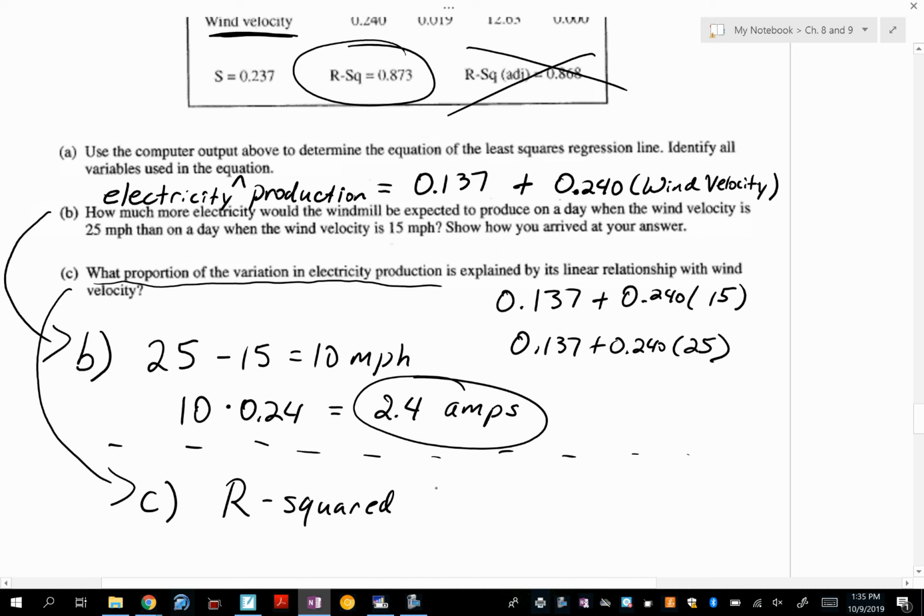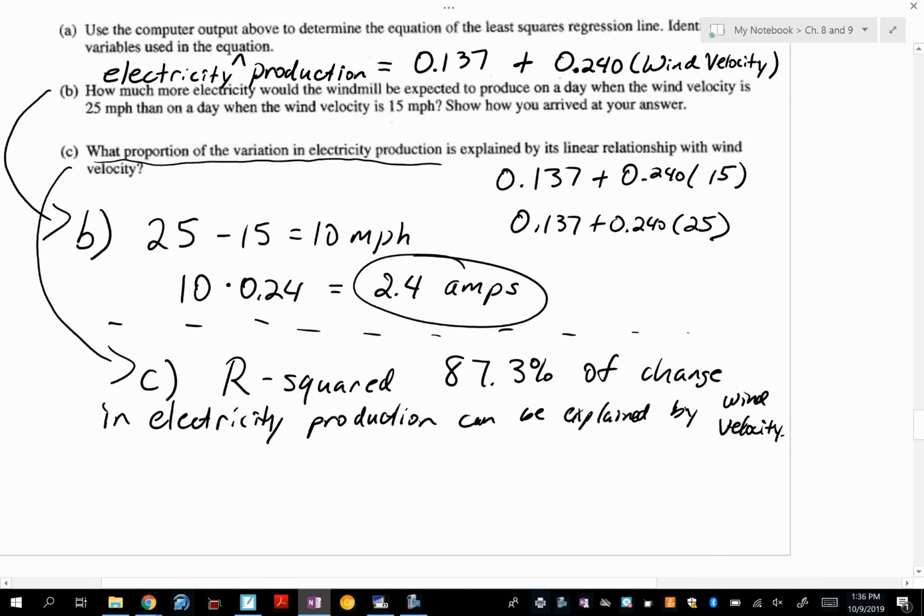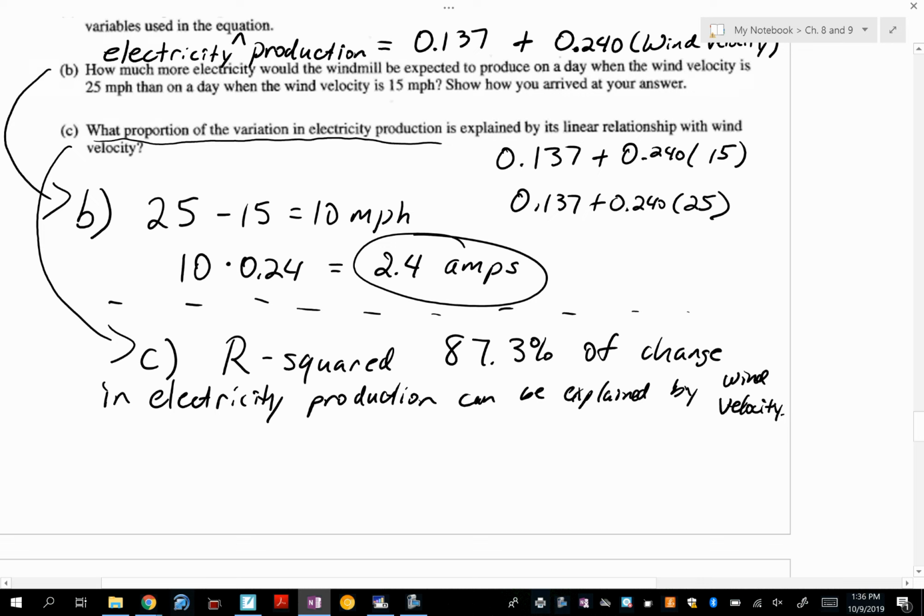So I would write 87.3% of the change in electricity production can be explained by wind velocity. I'm looking for something that says that statement. And just be careful, because tomorrow there's a better than most chance that you're going to see that R squared again.